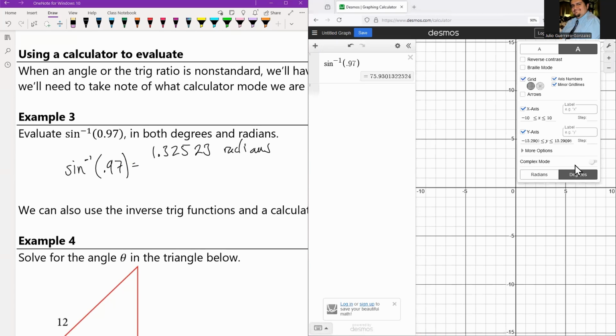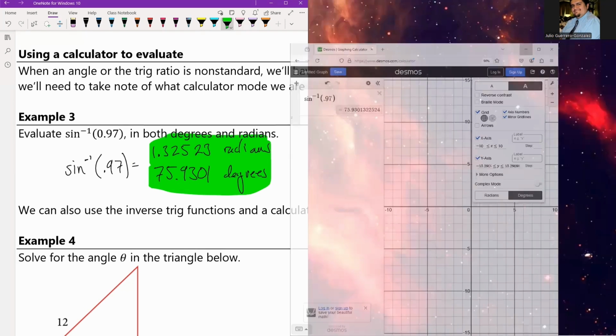Now the other one. If I click degrees, that is equal to 75.9301 degrees. So this would be more familiar for people if you're trying to find the degrees of something to build. And this other one would be if you're messing around mathematically doing stuff with radians. That's it. Cool? All right. Let's move on.